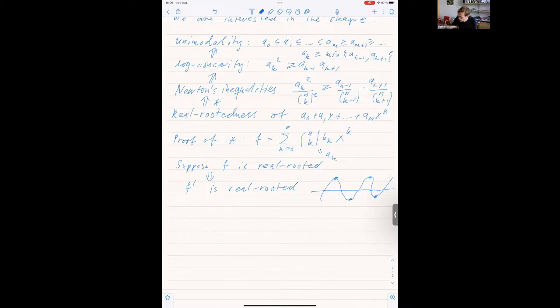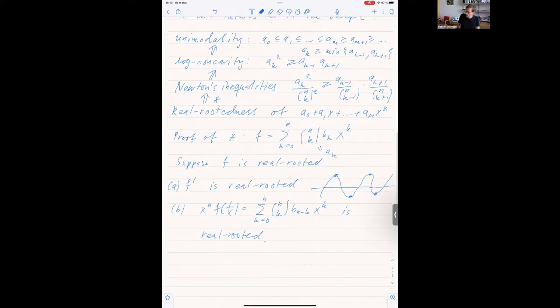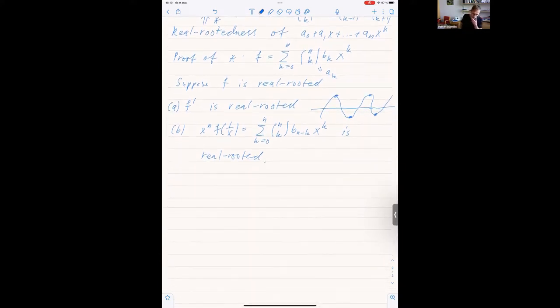So maybe I'll remove this. So F prime is real-rooted, call this property A, or operation A, and we may also invert the polynomial. So X to the N times F of one over X, which is then reading the polynomial backwards, noting that n choose k is symmetric. So this is also real-rooted because the roots are the reciprocals.